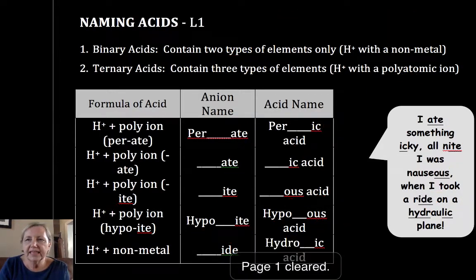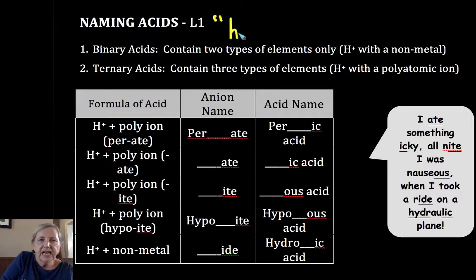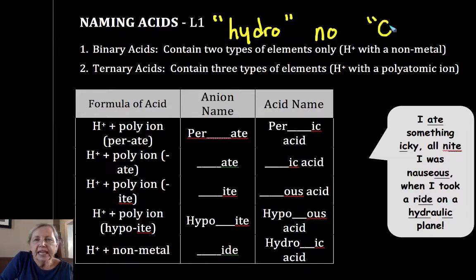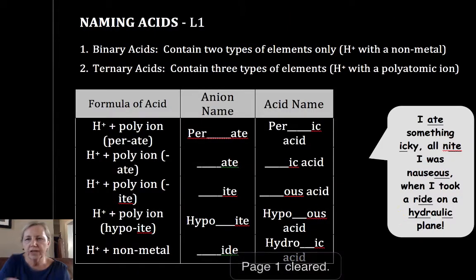Now, one of the things that I have said to my kids, and we kind of have started to chant it, is "Hydro, no O." In other words, you're not going to have an oxygen like you would in so many of the polyatomic ions. And that will help you out a little bit. If you see the word hydro, the anion does not have an oxygen in it. Before you add the word hydro, make sure the anion does not have an oxygen in it. I would say that's the most challenging part, is when you deal with that hydro portion of it.